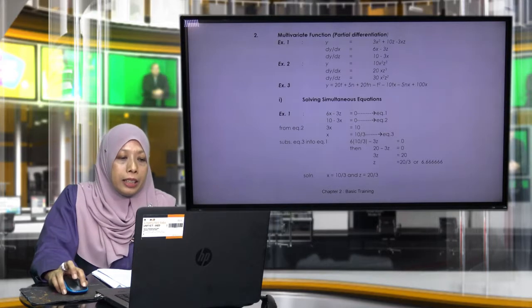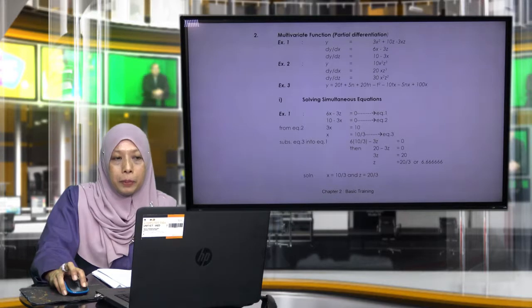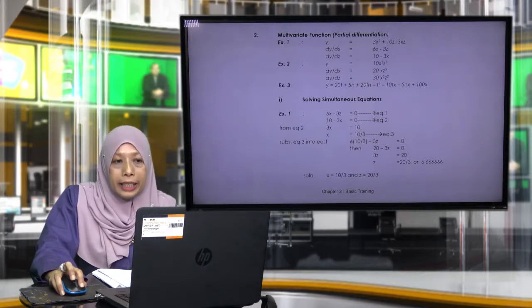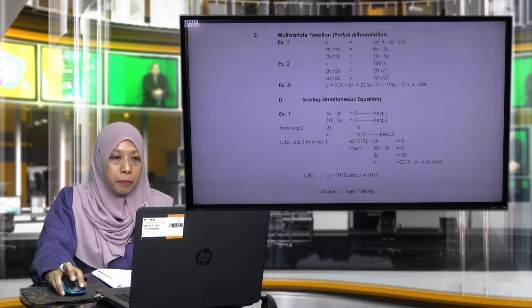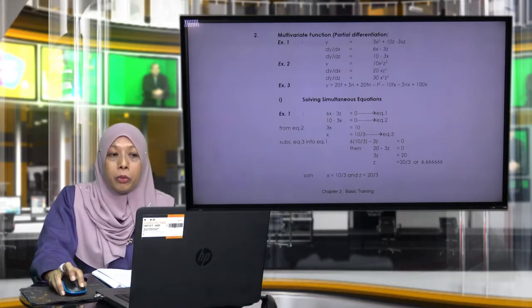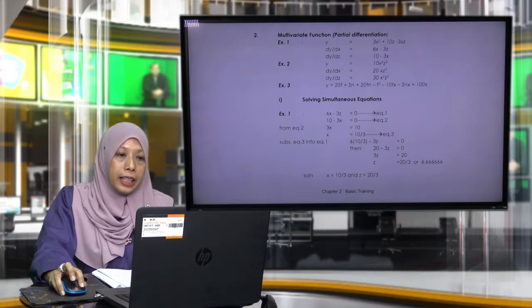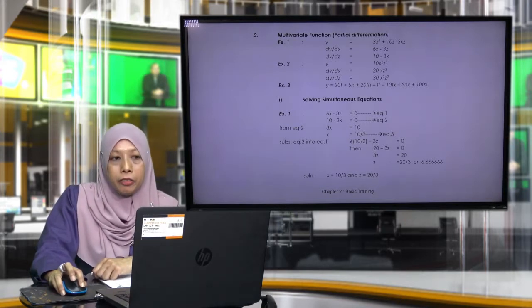Now let us look at the second example. We have y equals 10x squared times z to the power of 3. Again, this is a multivariate function, because we have more than one independent variable. Because you are dealing with a multivariate function, if you want to differentiate it, you need to use the partial differentiation technique. So the question is, how are you going to differentiate this function?